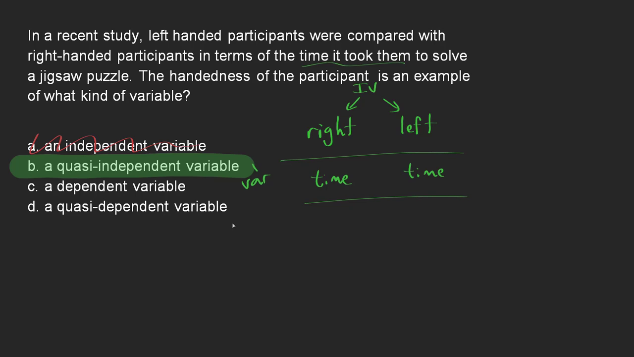If I'm checking which hand they prefer, or their dominant hand, that's a quasi-independent variable. If I were to, let's say, create two groups and give each group a different kind of drug, in that case I would be manipulating, and so in that case it would be A, the independent variable. But here the answer is B, a quasi-independent variable.